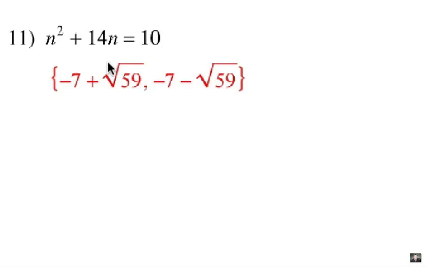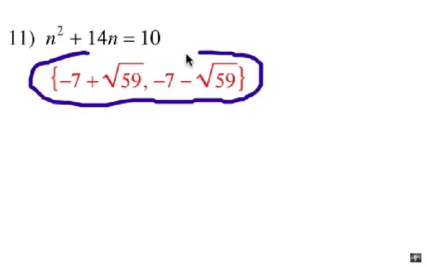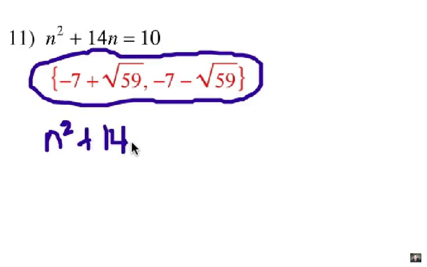All right, how'd you do? Well, here's the answer, and it's written in set notation, and it's -7 plus or minus the square root of 59. So how did we get that? Well, what we're going to do is rewrite this n squared plus 14n, and leave a space because we need to make a trinomial out of it. We're going to complete the square by adding something right there. And we still have the 10 on the right.